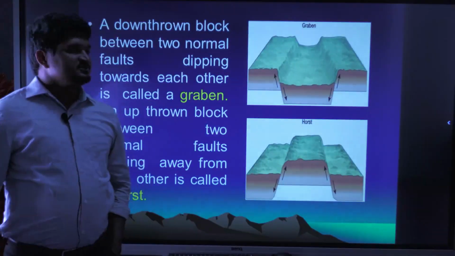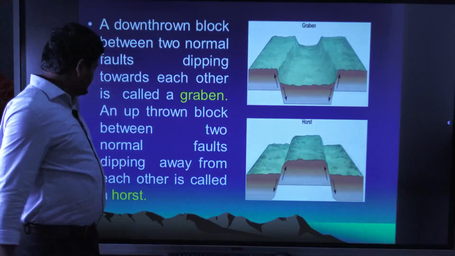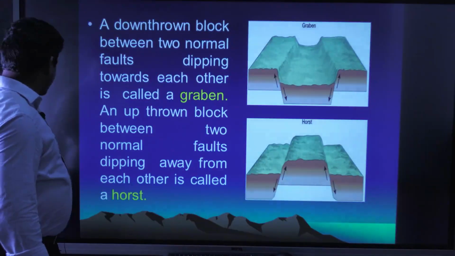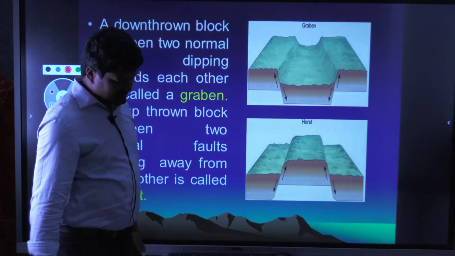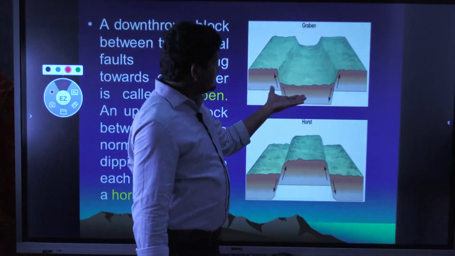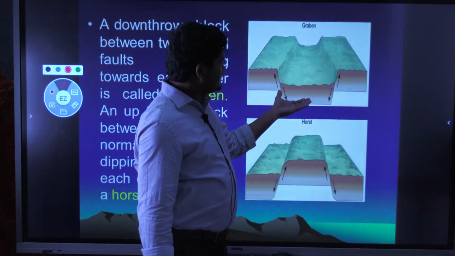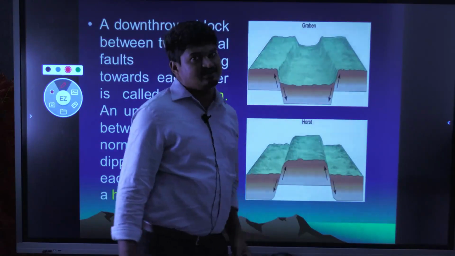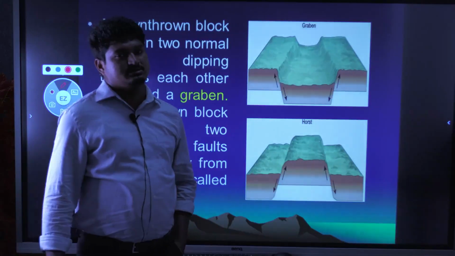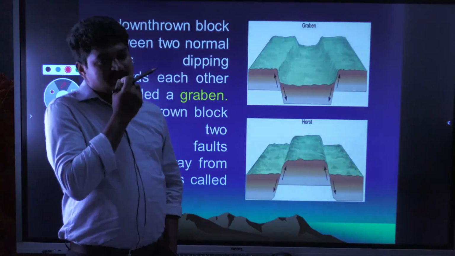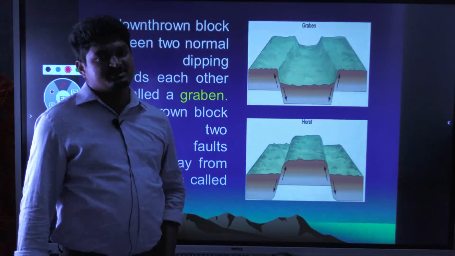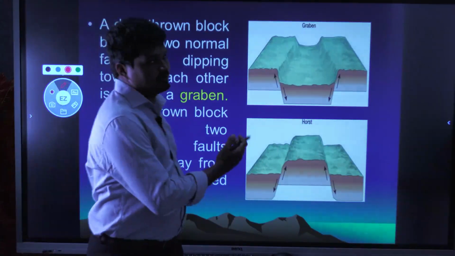Graben or horst. If you look at this particular image, there are two normal faults, so one bed will be relatively downward, and it will be formed as a graben-like structure. A simple example of a graben-like structure: most of the coal deposits occur in these graben-like formations only.